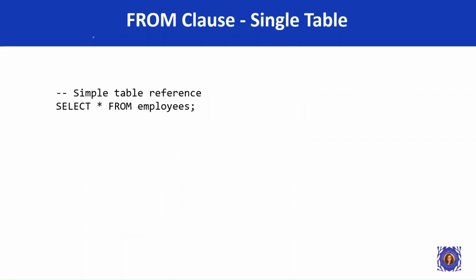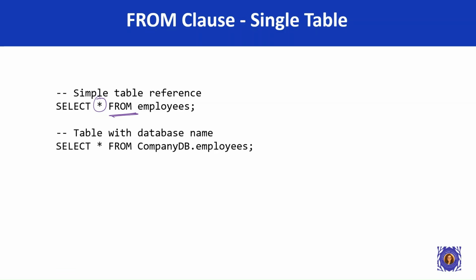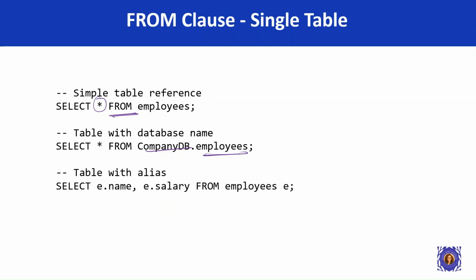Now comes the from clause. It is just like a reference, like we need to select all the attributes from the employees table. We can just have the database name along with the table, like the database here is company DB and the table we are referring to is employees. As we understood previously about alias, we can just select e.name, e.salary from employees, specifying employees as E.